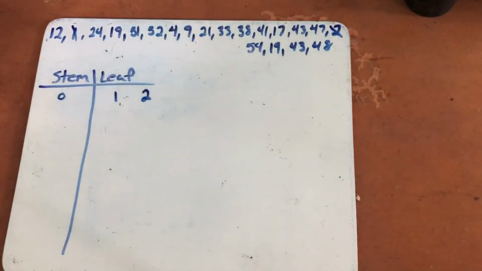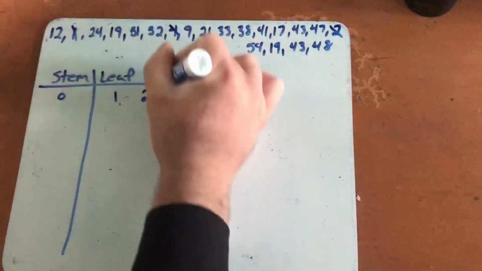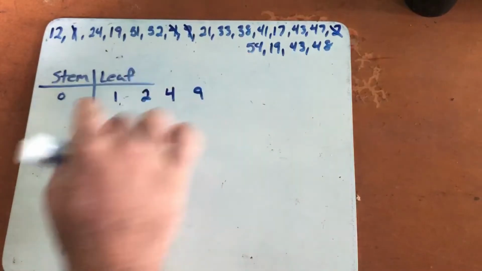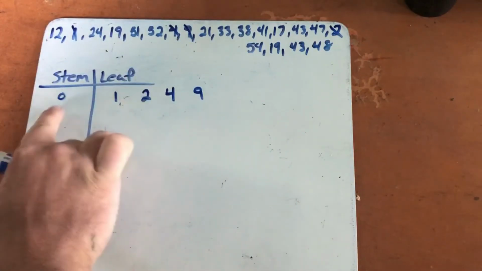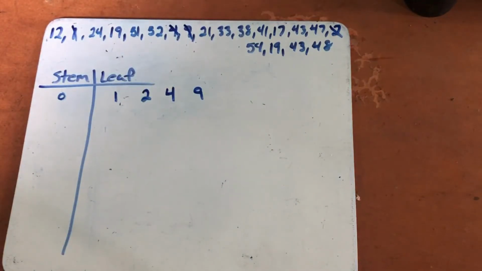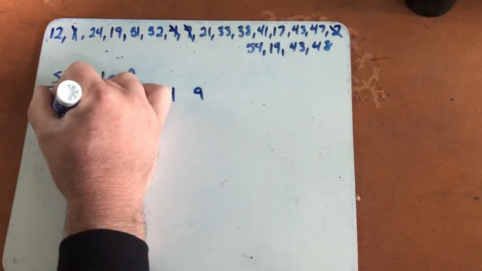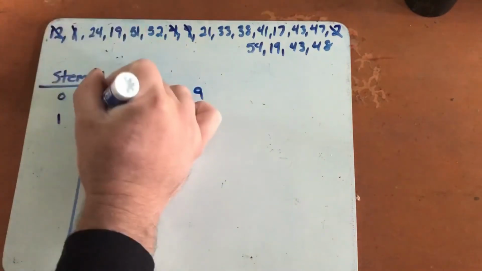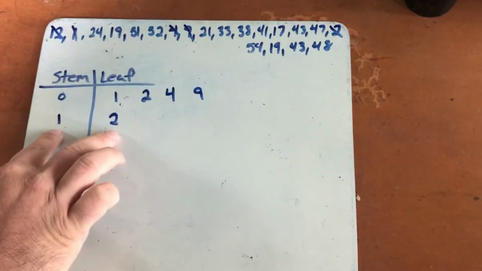After 2, we have a 4, and then we have a 9. So that is the number 0, 1, 0, 2, 0, 4, 0, 9, which is 1, 2, 4, 9. Then we go to my teens and so on. So 12 is the next one. That's 1, 2, so 1, 2 is 12.